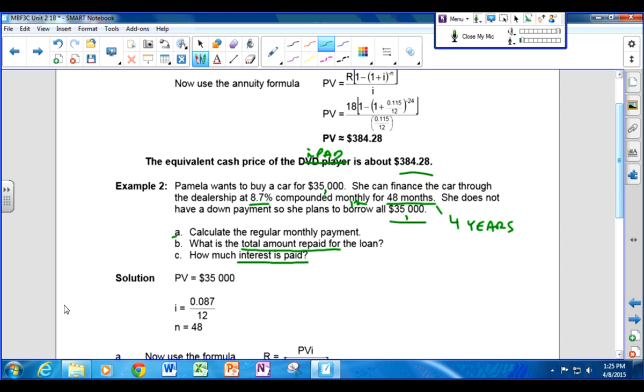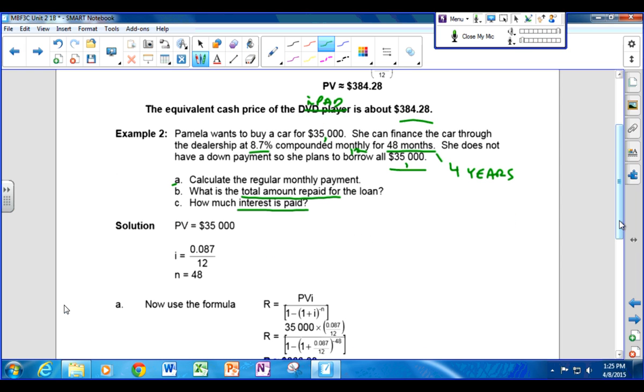Okay. Now here's another one, the other way we do it, probably the more typical way. So good old Pam here wants to buy a car. I guess she goes by Pamela. She wants to buy a car for $35,000. Okay, a lot of money. She can finance the car through the dealership at 8.7% compounded monthly for 48 months. It's 4 years, not so bad. She does not have a down payment. Ouch. Okay.